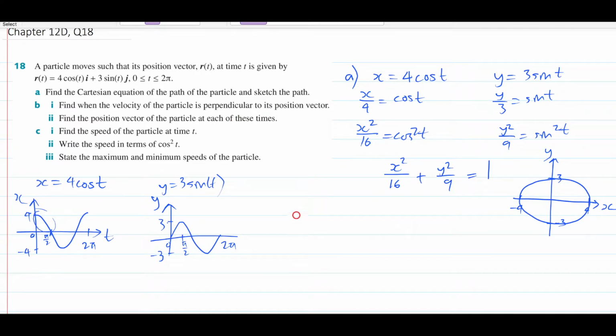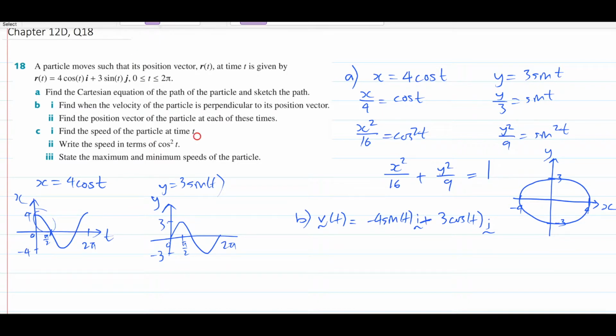I'll just do part B underneath here, just a little bit quickly. Part B, I find when the velocity of the particle is perpendicular to its position. So find when the velocity vector is perpendicular to the position vector. How do we do that? Well, let's get the velocity vector up first. So v(t), we just differentiate our position vector. We get negative 4 sine t i, and then plus 3 cos t j. Okay, so that's your velocity vector.